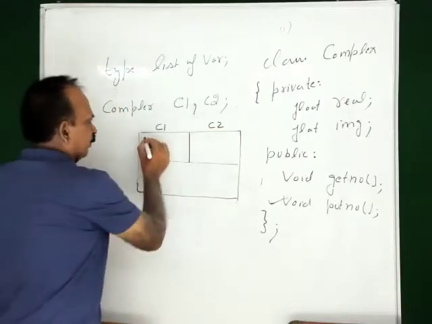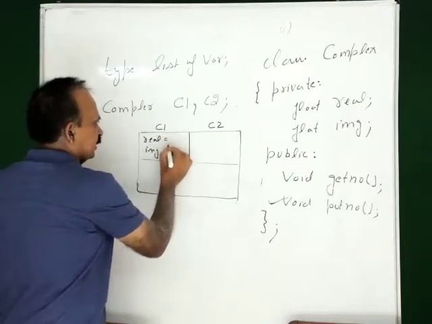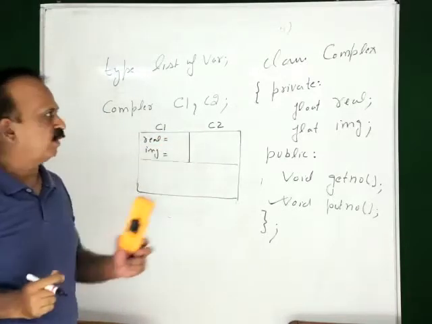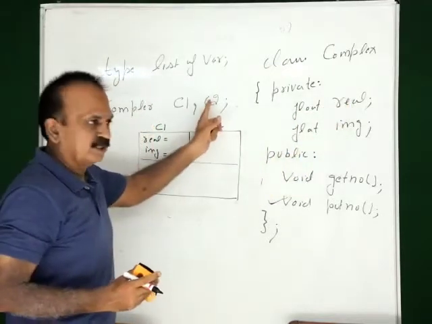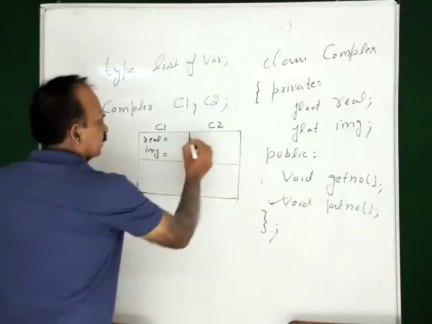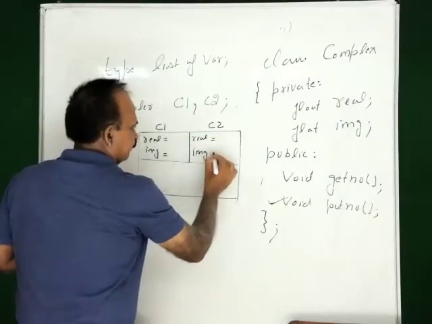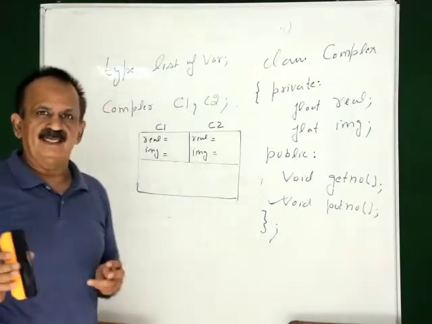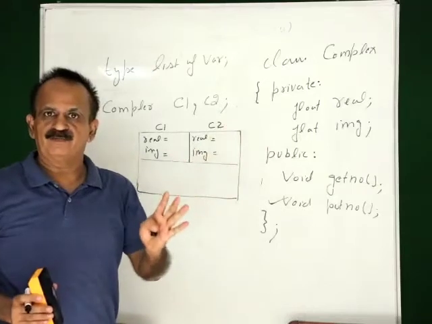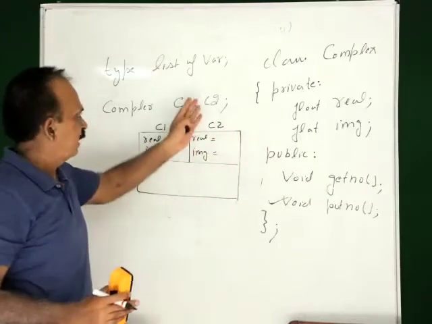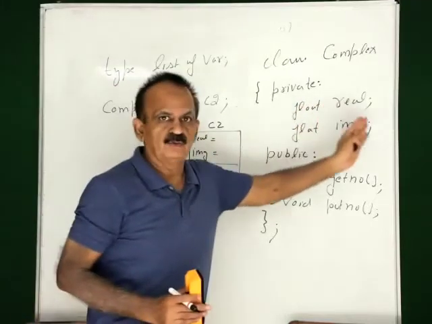C1 will be having the copy, that is real part and imaginary part. These are the two memory locations. One will be for real, another will be for imaginary. Similarly, this object will also be having one part that is real and the other part is imaginary. This makes it very clear that every object will be having a separate copy of data members. Say C1 is having these two data members and C2 is also having these two data members.